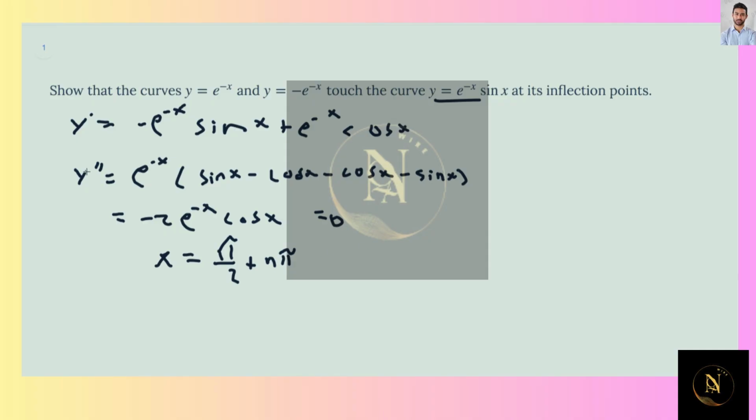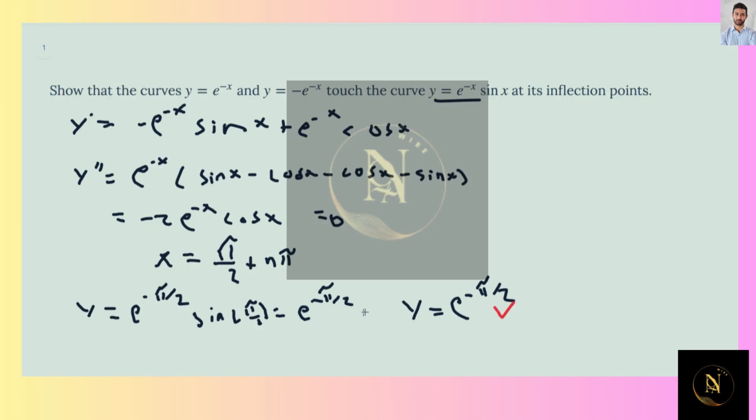So if we plug it into this function, we get y equals e to the negative pi over 2 times the sine of pi over 2, which is just 1, and that equals e to the minus pi over 2. So we know that if you plug it into y equals e to the minus x, well, we get the exact same answer. So we get y equals e to the minus pi over 2. So we know that this and this checks out. So this and this is good.